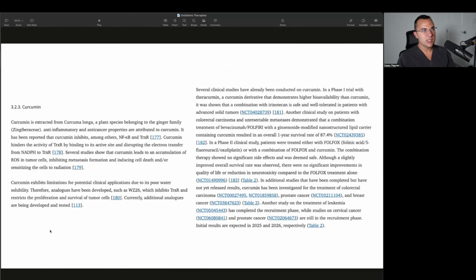Curcumin hinders the activity of TRXR by binding to its active site and disrupting the electron transfer from NADPH to TRXR. Several studies show that curcumin leads to the accumulation of ROS in tumor cells, inhibiting metastases formation, and induces cell death and/or sensitizes cells to radiation therapy.